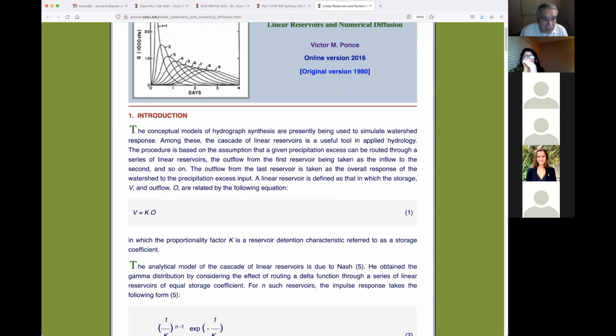Conceptual models of hydrograph synthesis are presently being used to simulate watershed response. So we all of a sudden are in hydrology now. Cascade linear reservoirs is a useful tool in applied hydrology. It had been used by the people that developed the SAR model back in the 40s and 50s. I believe it was Don Newton. I could be wrong on the name. Yeah, I think it's Don Newton.